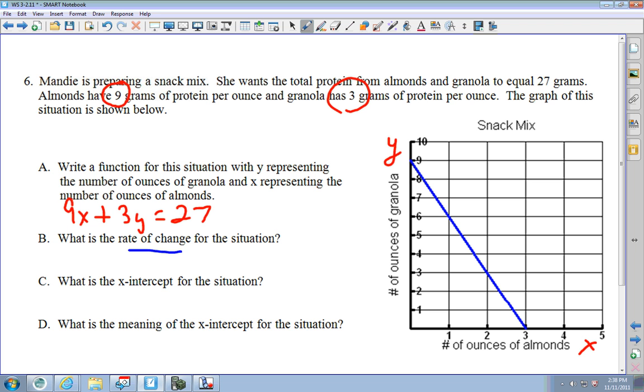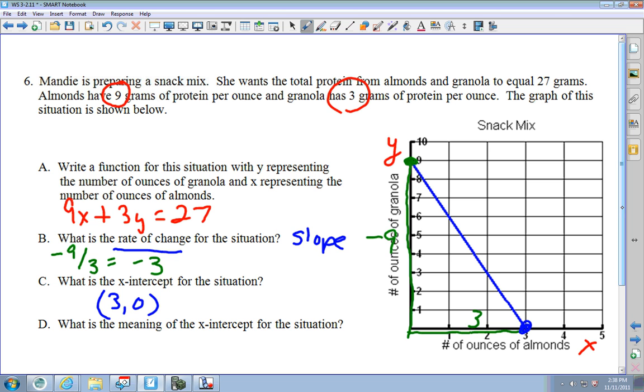Well, with the rate of change, you're trying to find the slope. The slope, it's starting up here at 9, and I'm going down 9, which is negative 9, over 3. Negative 9 over 3 is negative 3. That's my slope. My x-intercept? My x-intercept is right here. It is 3, 0. Well, what does that mean?